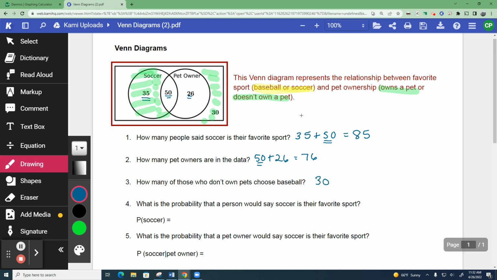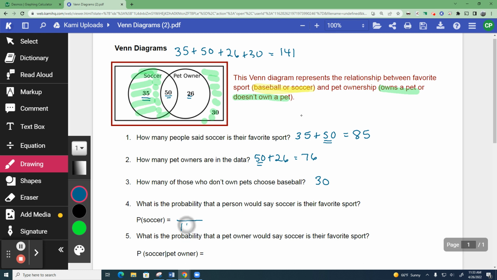All right, what is the probability that a person would say soccer is their favorite sport? So remember, when we're finding a probability, the probability of soccer would be the number of those that like soccer over the total number of people that we're talking about. So we need to go up here and find the total number of people in our problem. So the total number of people would be the 35 plus 50 plus 26 plus 30. Now remember, we can't count the 50 two times because those are people that are doubled up. There's 50 people that are both pet owners and soccer. And all of this adds up to 141.